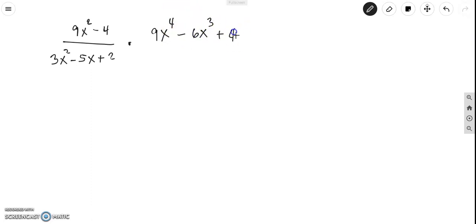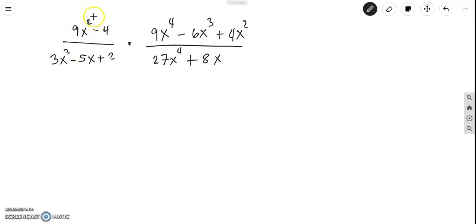Okay, for the last example, we have 9x squared minus 4 over 3x squared minus 5x plus 2, times 9x to the power of 4 minus 6x cubed plus 4x squared, all over 27x to the power of 4 plus 8x. So the first thing you will do is simplify this one.